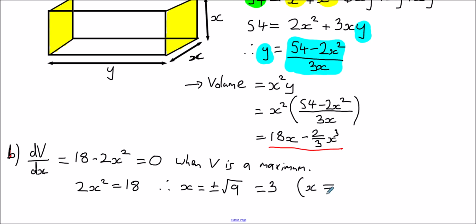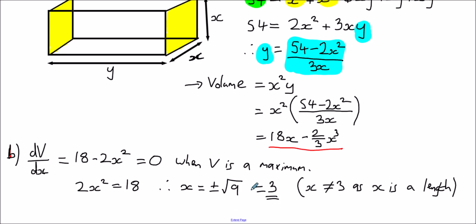X can't equal negative 3, as x is a length. That's just showing to the examiner that you've considered the negative root and rejected it through consideration of what x is representing, rather than just guessing it must be the positive root. And so x must be 3 when V is at a maximum.